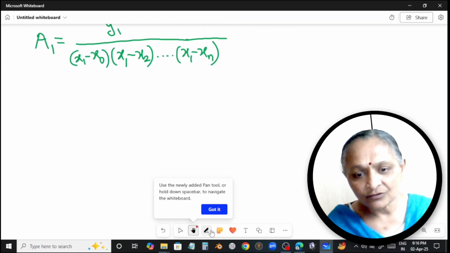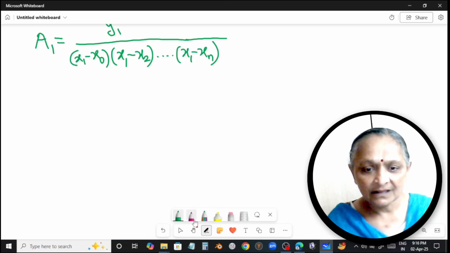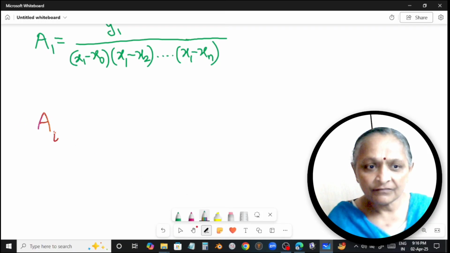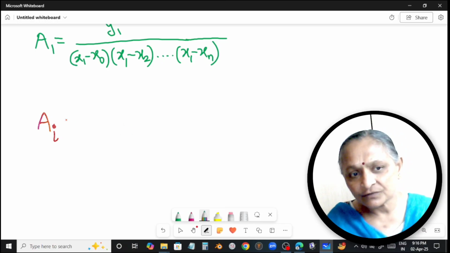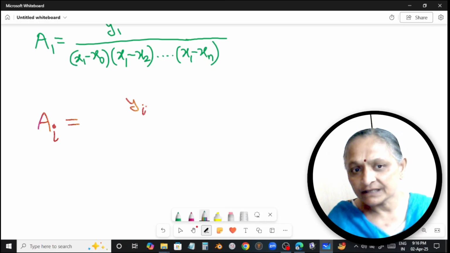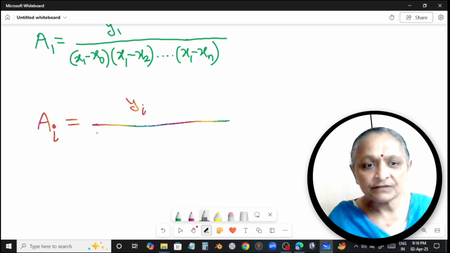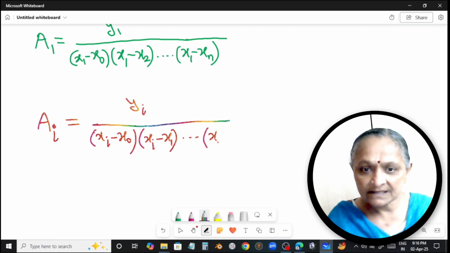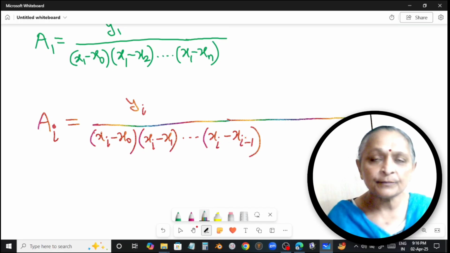So in general, I hope we can write. Let us change this. If I go to ai, any ith point, what is it going to be? Yi upon xi minus x0, xi minus x1 multiplied by and so on up to xi minus xi minus 1. So what we are doing is subtracting all the remaining points from xi.